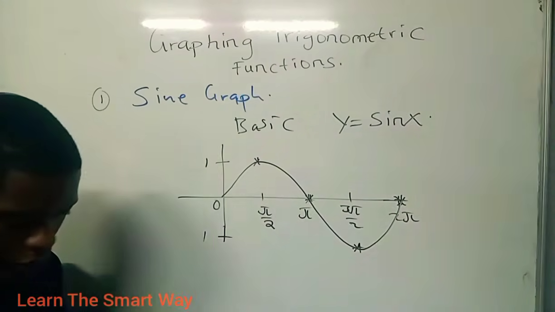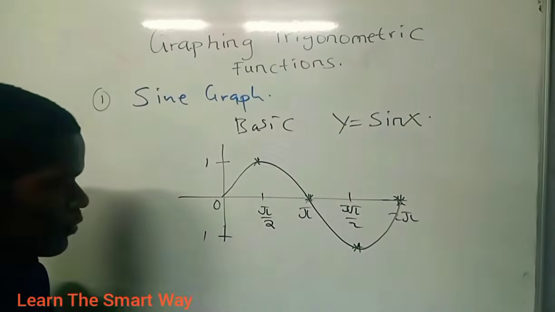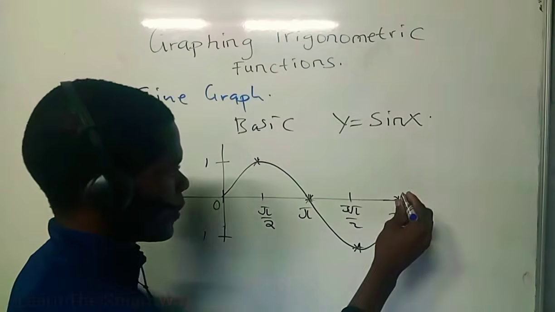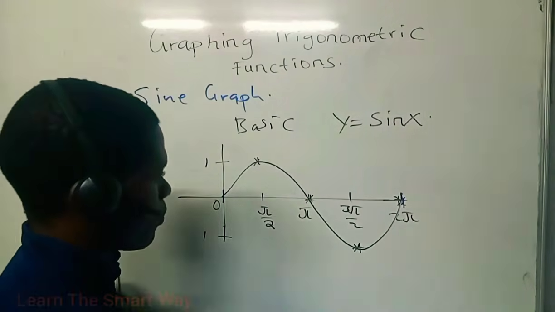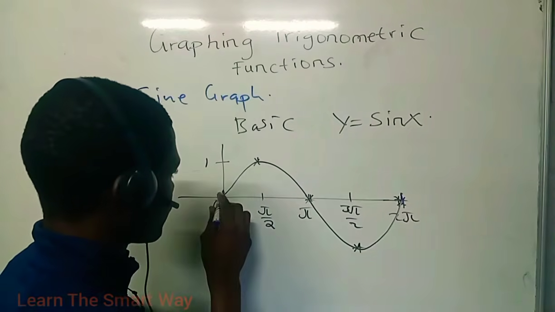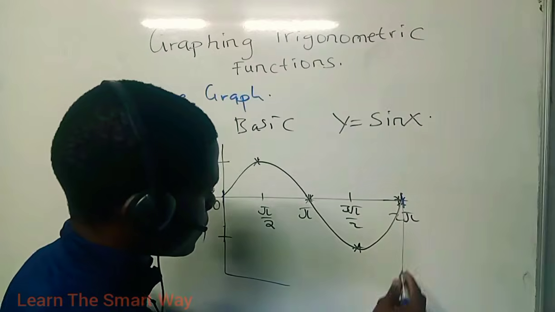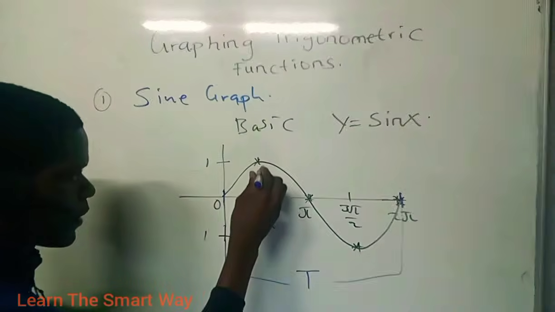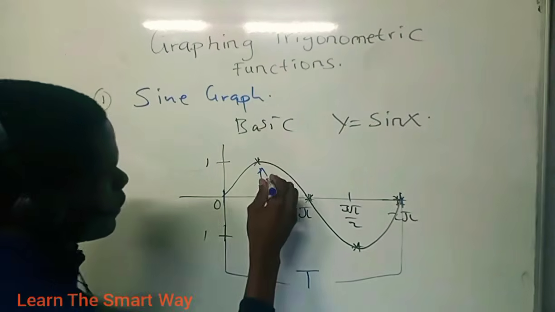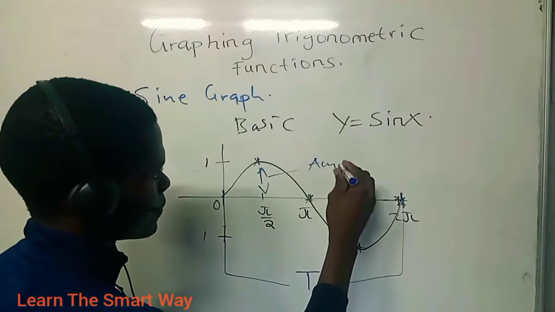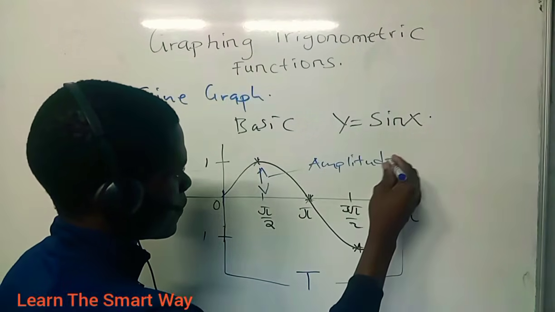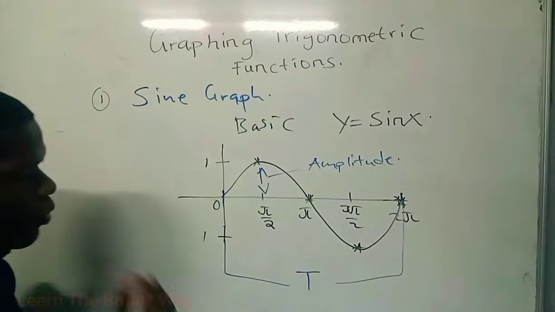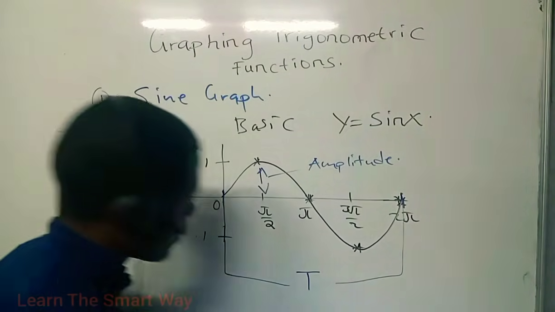When you look at this graph, you need to understand some of the basic things about it. From this point to that point, that's when it has made a complete cycle. So this is what we call the period. Then the highest, in terms of how high it's going in the y-axis, this is what we call the amplitude. Like I mentioned, this is a basic function, so we need to understand a more complex form of a function.